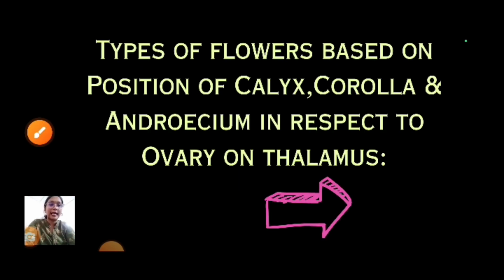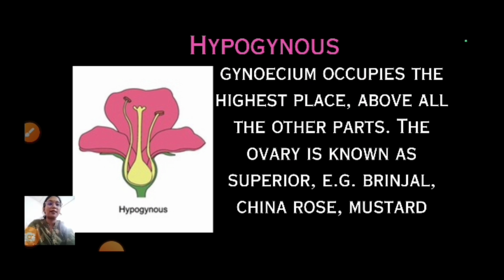Then moving on to the next slide. Types of flower based on the position of Calyx, Corolla and Androecium with respect to the ovary on thalamus we'll see. Means what? We'll see the position of ovary on the basis of the position of the calyx, the sepals, corolla, the petals and the male part, the Androecium part. Okay. Based on these 3 structures, we'll see the position of the ovary on the thalamus. So 3 types are there.